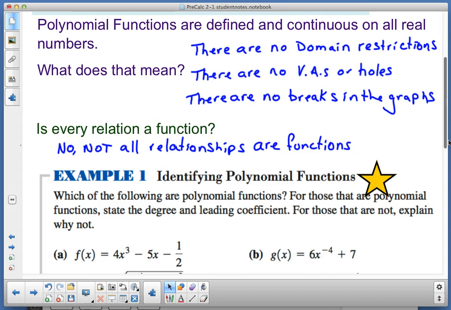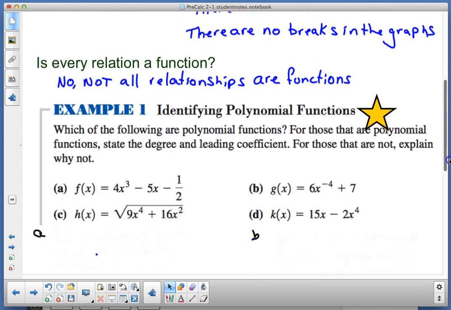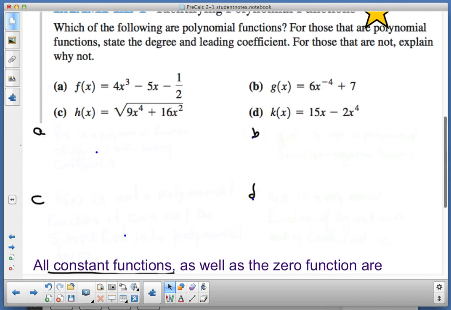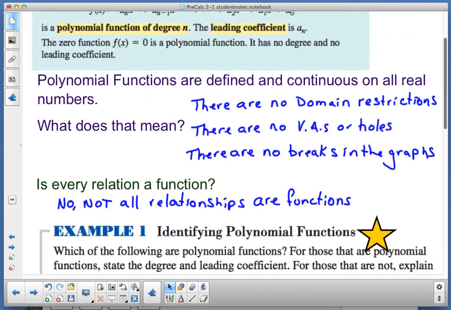Now remember, I'm asking you to identify polynomial functions. Remember the rules above. Refer to them and try to figure out A and B right now. Are they functions or not? Reread your rules, and using those rules, see if you can determine if A or B are polynomial functions. They could be functions. I'm just asking, are they polynomials? So check out the rules.